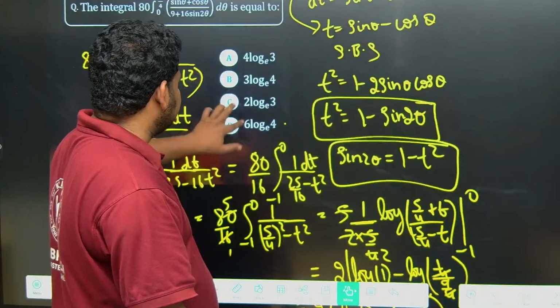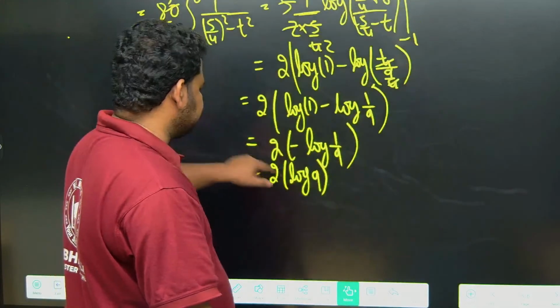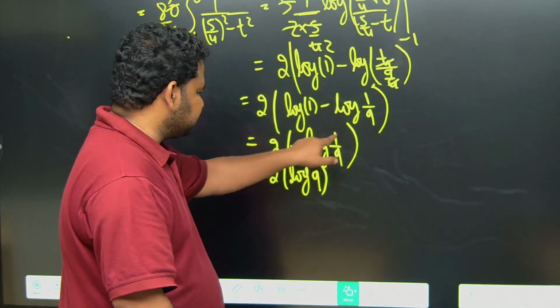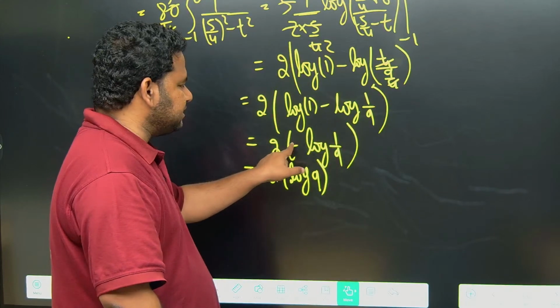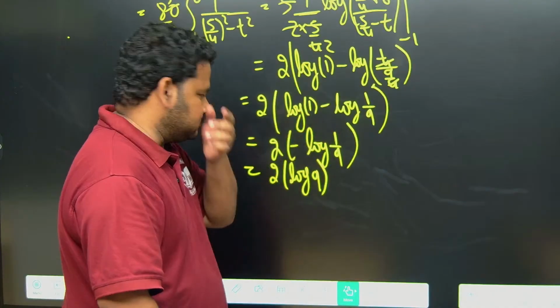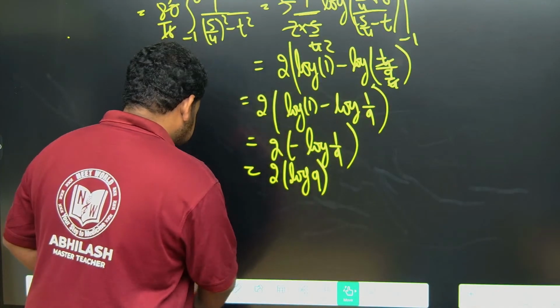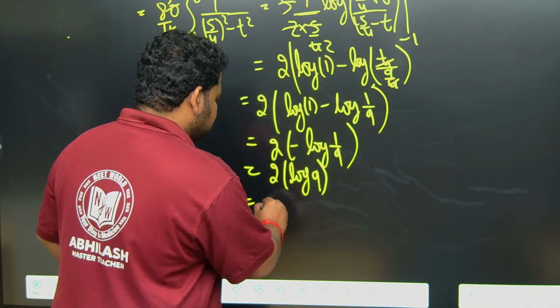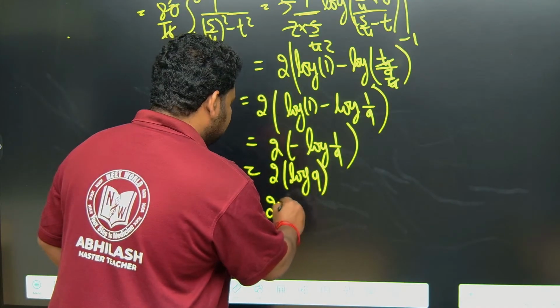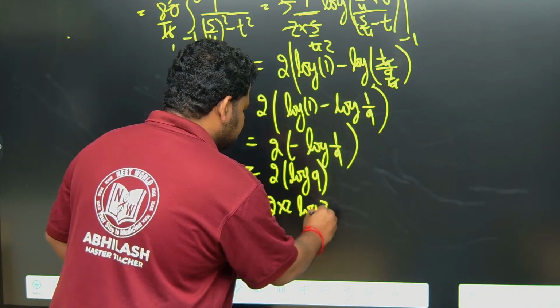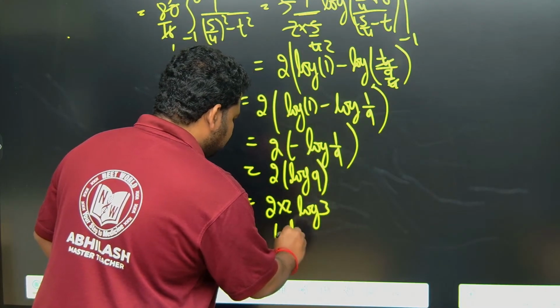I am getting 4 times. So let me modify this further. If I take it up, this minus will be cancelled. It will become log 9 to the power of minus 1. Here also minus is there. Minus into minus will become plus. So 2 times log 9 can be written as, 9 can be written as 3 square. So 2 into 2 into log 3, that is 2 into 2 is 4 times log 3.